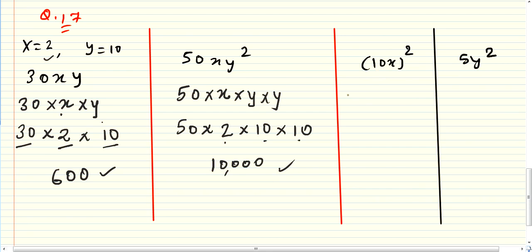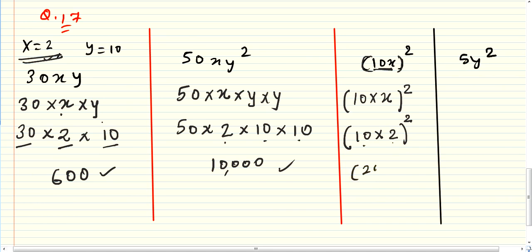Next is 10x whole square. This is a different one because maybe you will make a mistake in this question. So just remember, here you are having brackets. First you have to solve what you are having inside, then you should remove the bracket. So bracket 10 into x whole square, then 10 into x, value of x 2, so 2, bracket close, whole square. Now 10 into 2, 20 whole square. Now you can remove this bracket. So 20 into 20 will be 400.